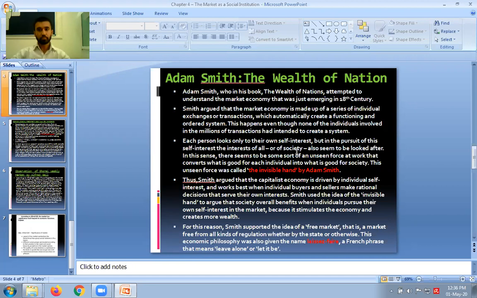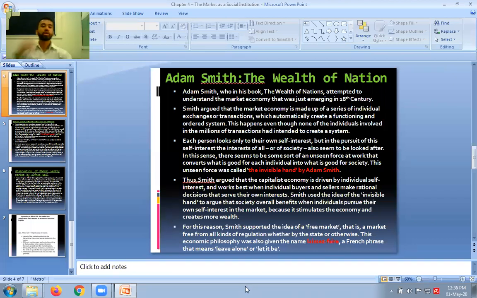But still, what is happening? Ordered functioning is going on, which is resulting in an ordered system. This happens even though none of the individuals, nor the millions of transactions, has intended it. No one has tried to create an ordered market. But an ordered market is existing, isn't it? Each person looks only to their own self-interest. I've already told you that everyone is looking for their own self-interest, but in the pursuit of their self-interest, the interest of all is being fulfilled and all seem to be looked after.